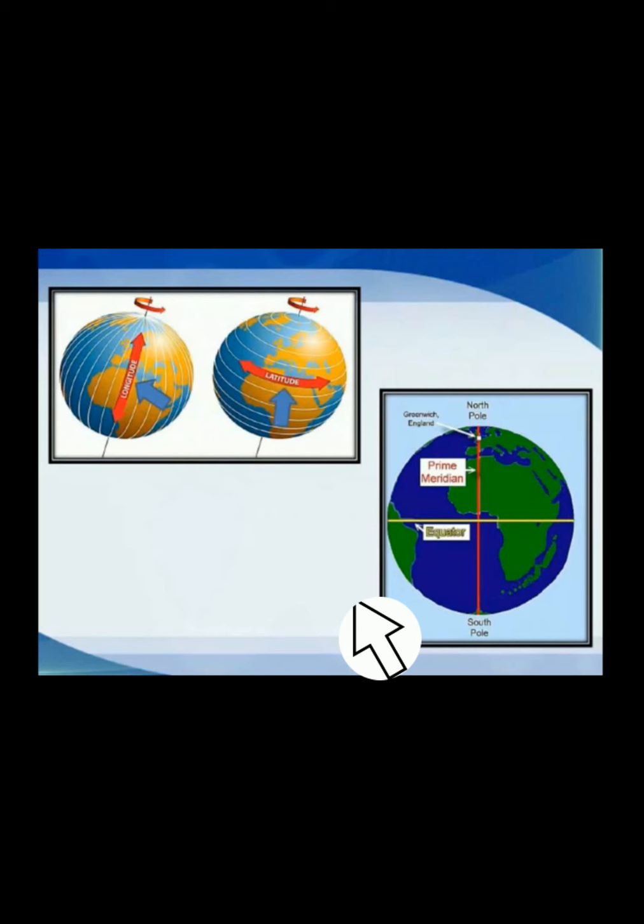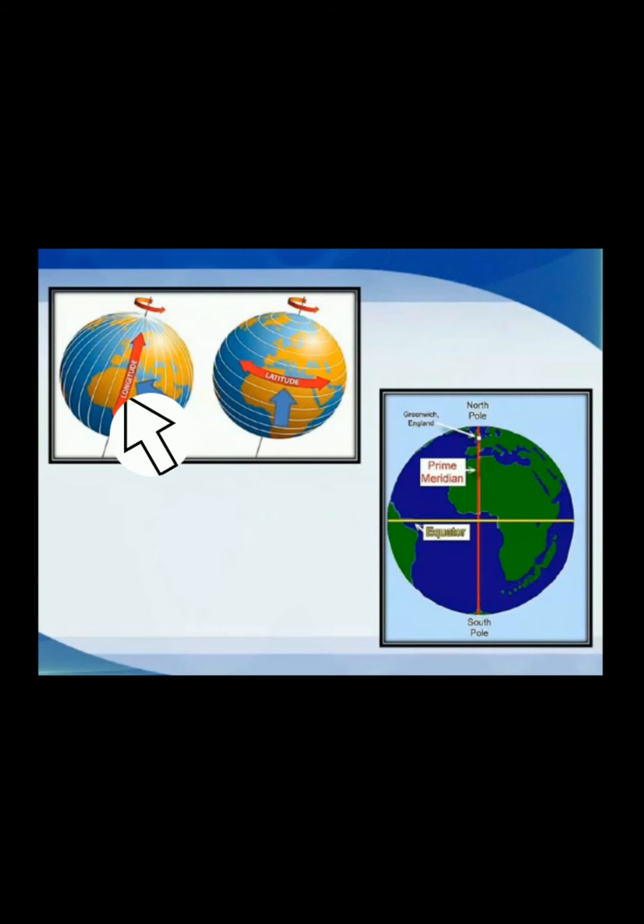Now students, I would like to tell you one more thing. These are longitudes, these are latitudes. The most important latitude is called the equator. The equator cuts the earth right in the center into two parts. This part is called the northern hemisphere and this part is called the southern hemisphere. The very important longitude is called the prime meridian, and that again cuts the earth into two parts. This is called the western hemisphere and this is called the eastern hemisphere.